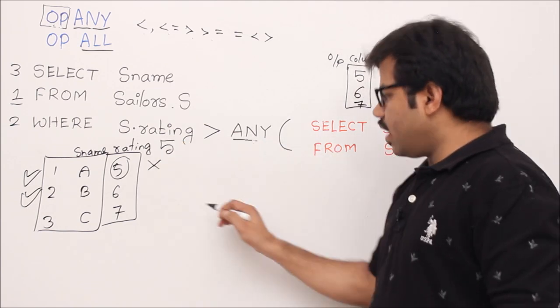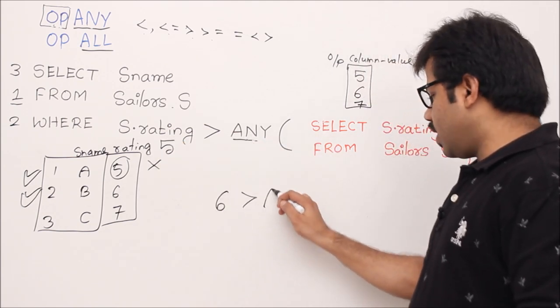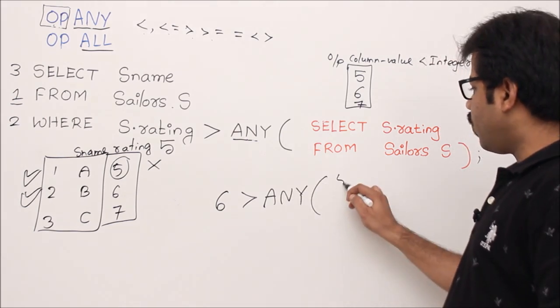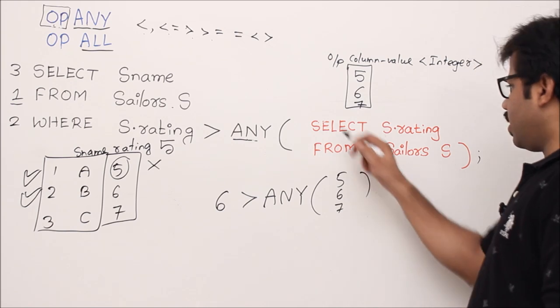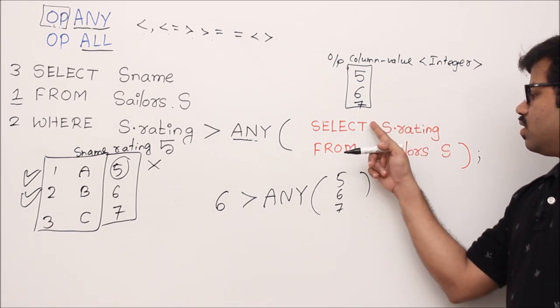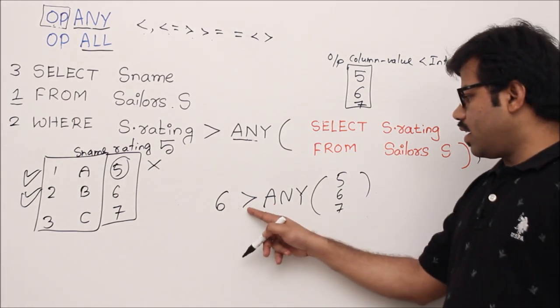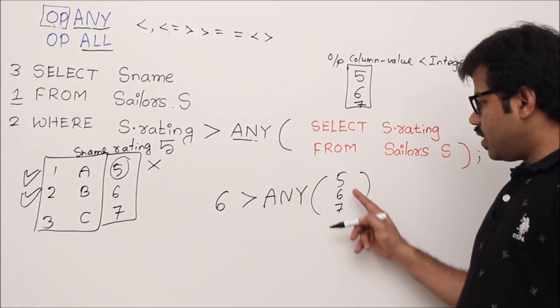What is that? S.rating is 6 now. Ask this question again: S.rating 6 greater than any of all these 5, 6, 7. So this is constant because it is a constant query. This query's result is always 5, 6, 7. I can take it. Now, 6 greater than at least one of the 5, 6, 7.